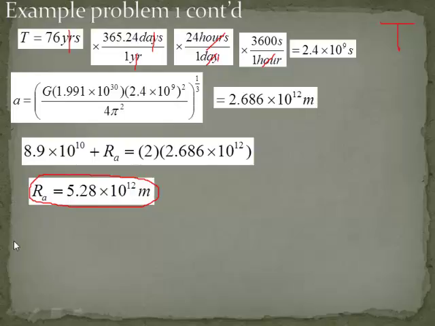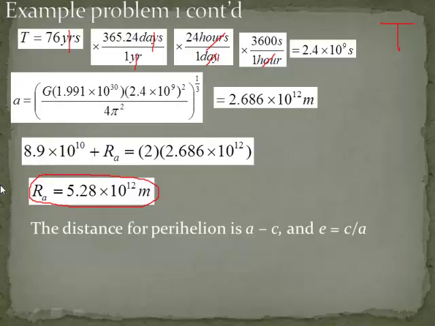Now, part B of the question asks us to find the eccentricity of the orbit. And if you recall some of the notes that you guys were supposed to take on this video, the distance for the perihelion is A minus C, and remember that the eccentricity is C divided by A.